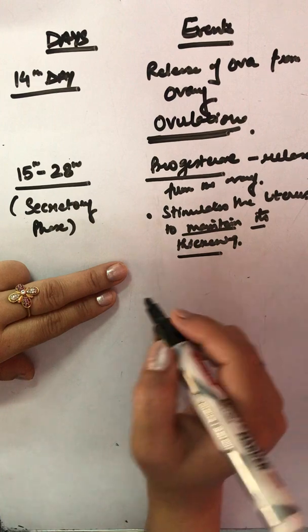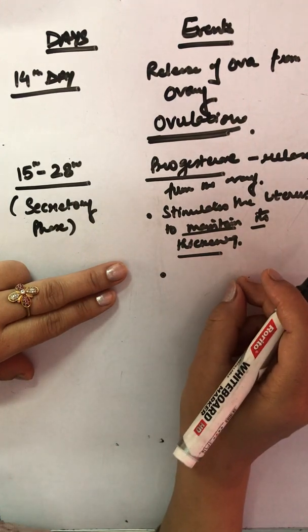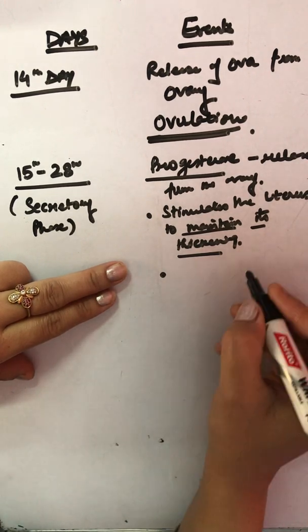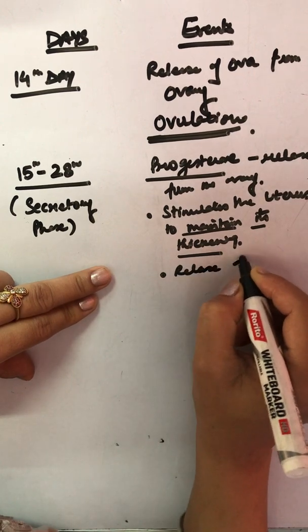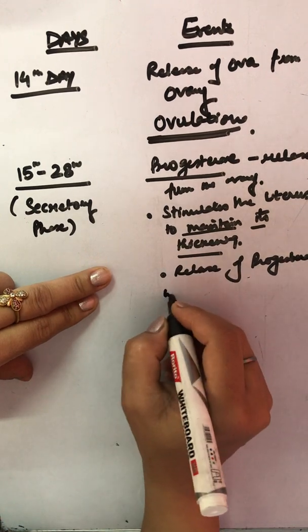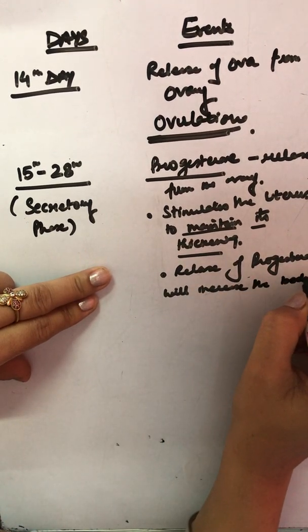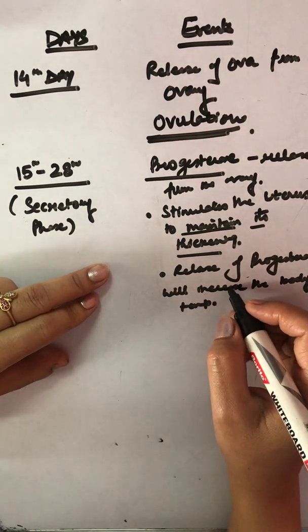Clear? Then the release of progesterone will automatically increase the body temperature of the female. That is a correlated phenomenon of this hormone. Release of progesterone will increase the body temperature of a female.